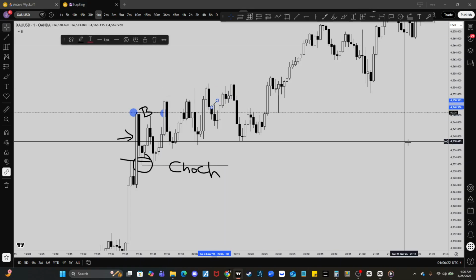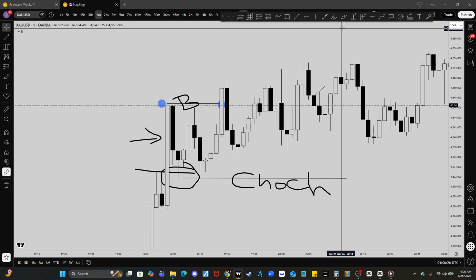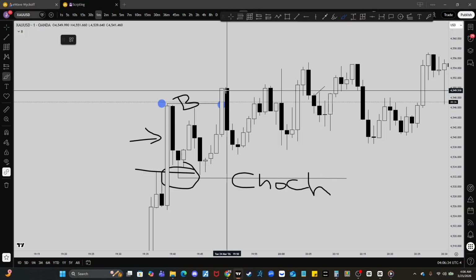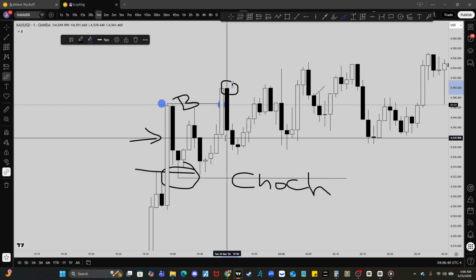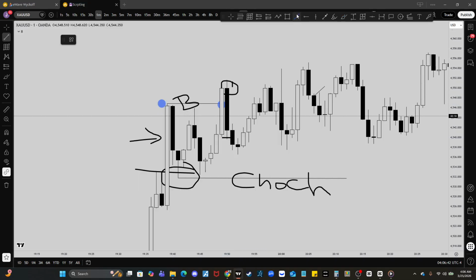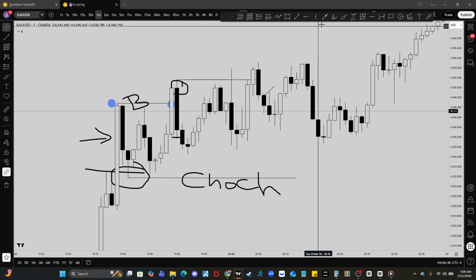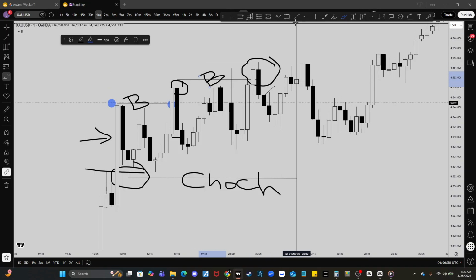So I use the highest closed candle that then gets closed under. So this is the highest closed candle or highest body candle. So this black one gets closed under here, and then it is closed above here. Its high is closed above over here. So I consider that another break of structure.